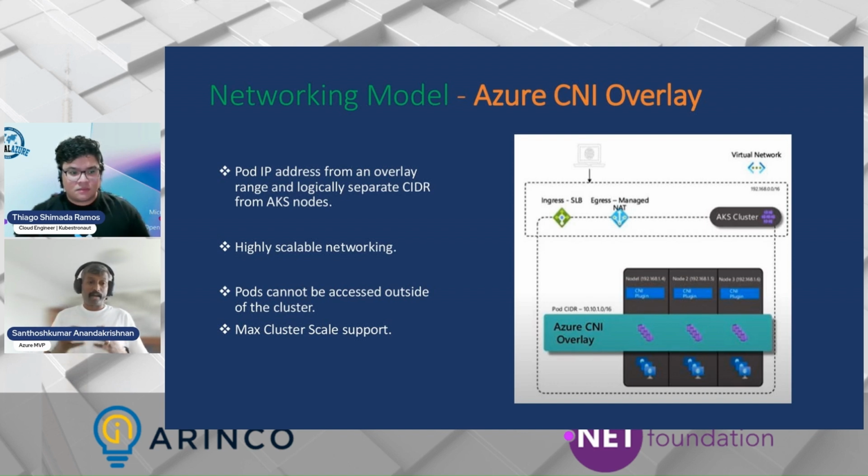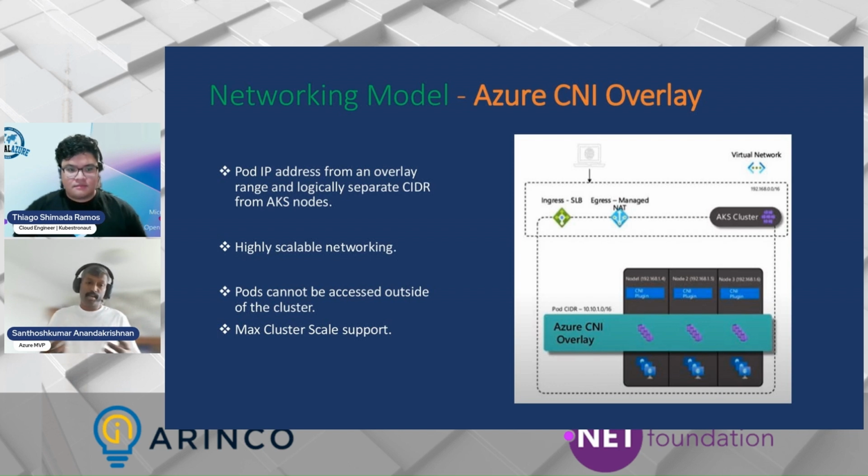And this provides you highly scalable networking. What happens here is the CIDR of the AKS VNet and the CNI overlay network will be different, so you don't need to worry about the scalability of IP addresses. And you just need a NAT, which is a managed NAT, so you don't need to worry about anything. It just takes the traffic from the pod to the node via the managed NAT.